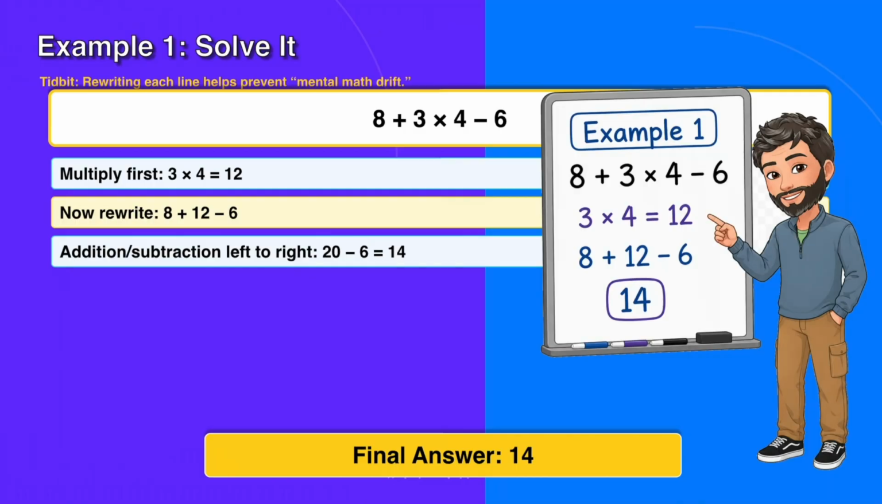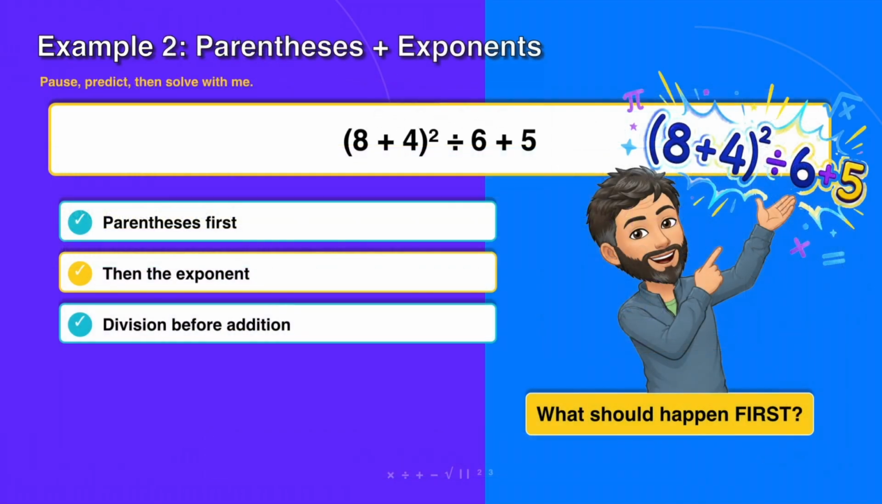Here is a quick recap of the problem we just solved. All right, let's move on to the next one. In this one, we're going to have 8 plus 4 in parentheses, and we're going to square that, then divide by 6, and then we're going to add 5. So we're going to start this one off with doing the parentheses first, then we'll hit up the exponent, and then we'll make sure we do division before we do addition.